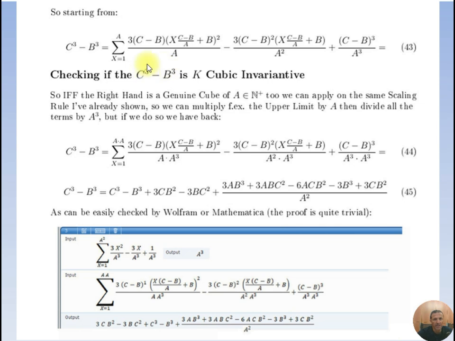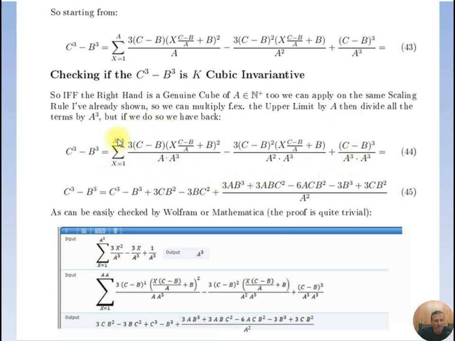Now we check if this new sum is k cubic invariant, so we do the same on a cube. We multiply by a cube over a cube, and we introduce this unitary cubic factor into the sum. In this way the new upper limit is a by a, taking by hypothesis that this is the sum that leads to a cube.